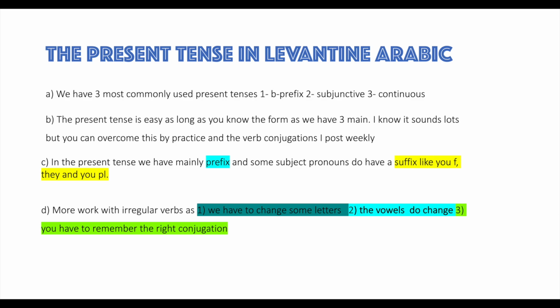With regular forms, all you need to do is add the right prefix and suffix, and obviously the second vowel of each verb that changes depending on the verb. In addition to that, with irregular verbs, you need to change some of the weak letters that do change, and later I'll be explaining that a little bit more.